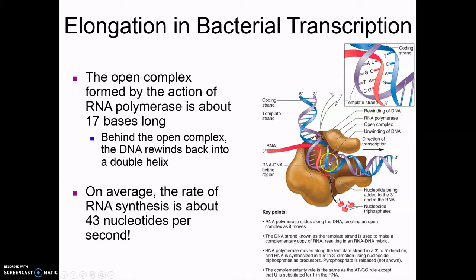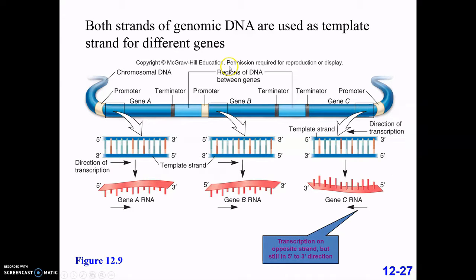There is a bubble that is opened up inside. When we say the open complex, we're referring to this bubble. That bubble is about 17 base pairs long, and as we add in new nucleotides and move forward, the end of the RNA will stick out the back, and the DNA will collapse back in on itself and refold into a helix. This is something that can move very quickly. It can add about 43 nucleotides per second, so it can really zip along. Both strands of the genomic DNA are used as a template strand for different genes.